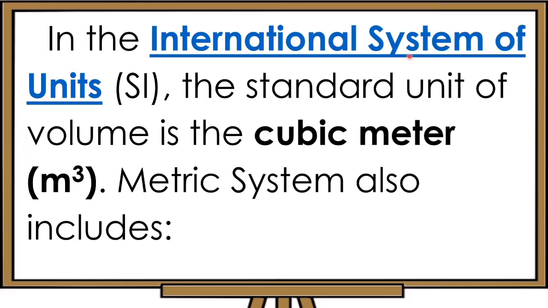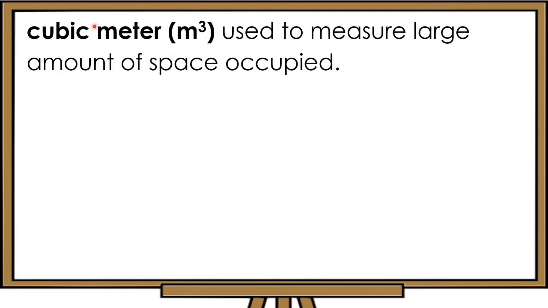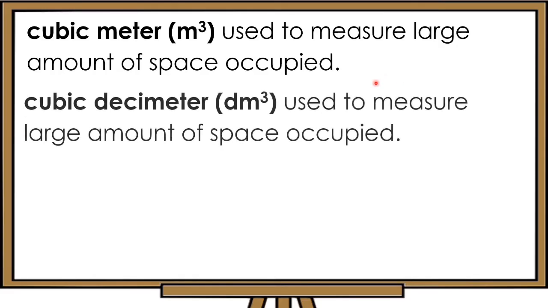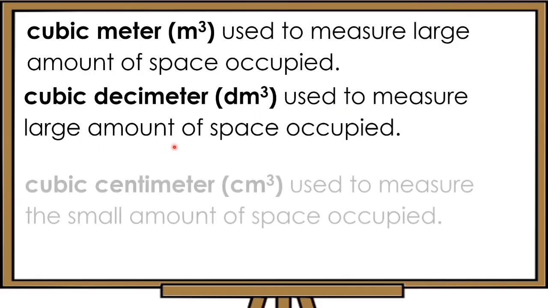In the International System of Units, the standard unit of volume is the cubic meter. Metric system also includes the cubic meter. You can write it like this or this one. It is used to measure large amount of space occupied. Next is cubic decimeter. You can write it like this. It is used to measure large amount of space occupied.